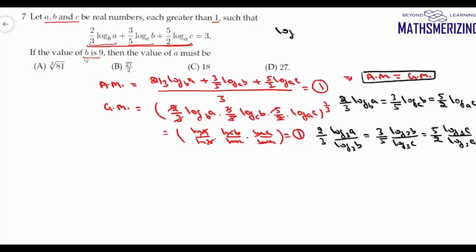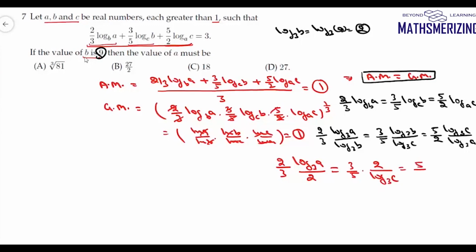Now this log b base 3 is actually log, now the value of b is 9 and 9 is simply 3 square. So log b base 3 is 2. So I'll put the value of log b base 3. I'll write it as 2 by 3 log a base 3 upon 2. This is equal to 3 by 5 and this is 2 upon log c base 3 and this is 5 by 2 log c base 3 upon log a base 3.